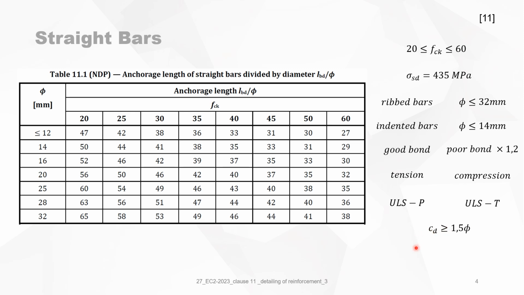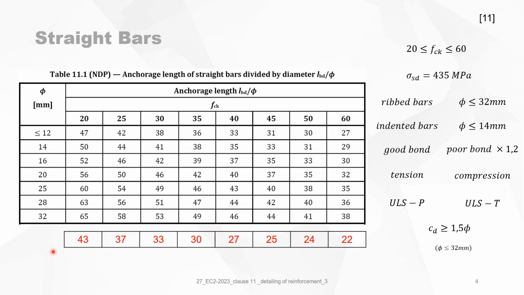And it's made for a concrete cover bigger than or equal to 1.5 times the diameter. Now, this table is made for CD equal to 1.5 diameters, not bigger than. Why? Because when CD is bigger than 1.5 phi, the values given in the table are safe. But if you have in a real situation CD more than 1.5 times the bar diameter, then you better calculate the anchorage length because it will save you some steel.